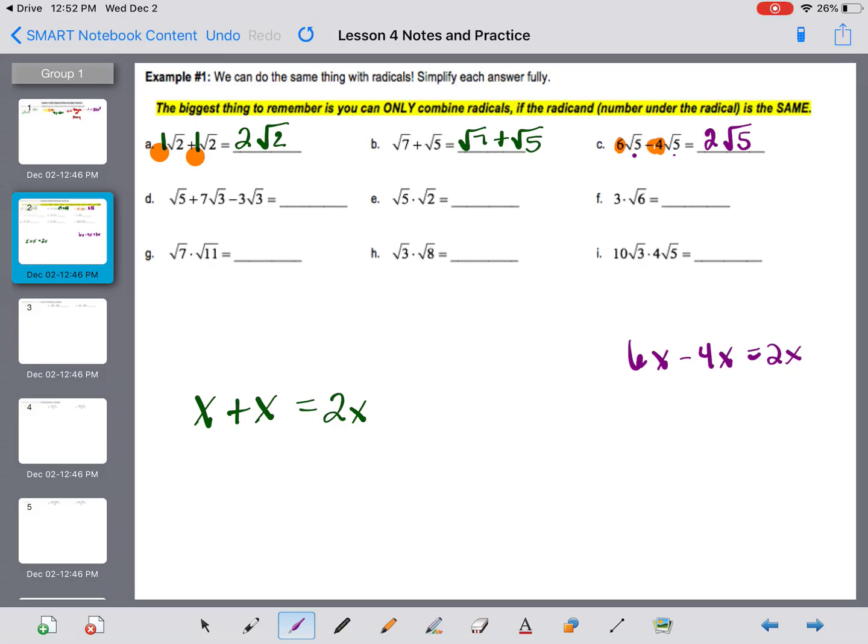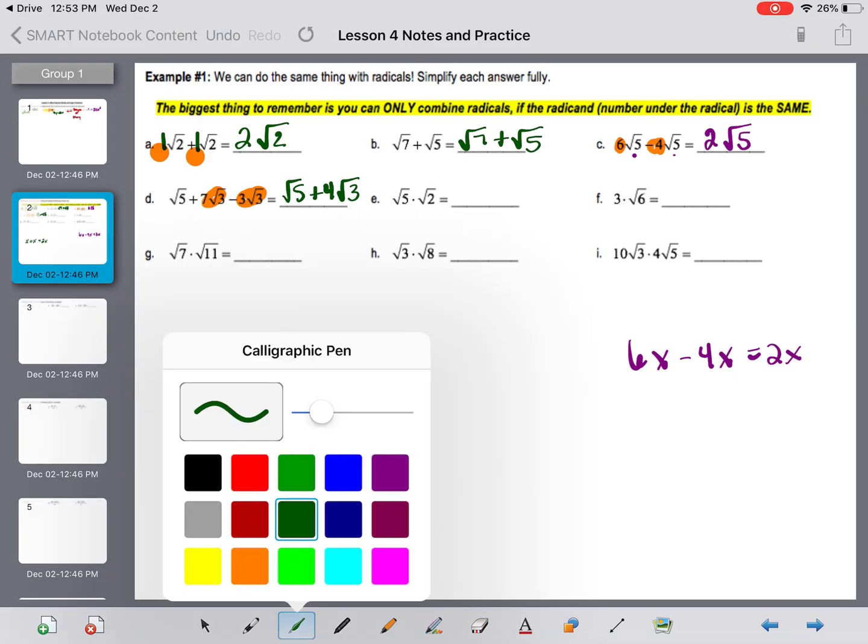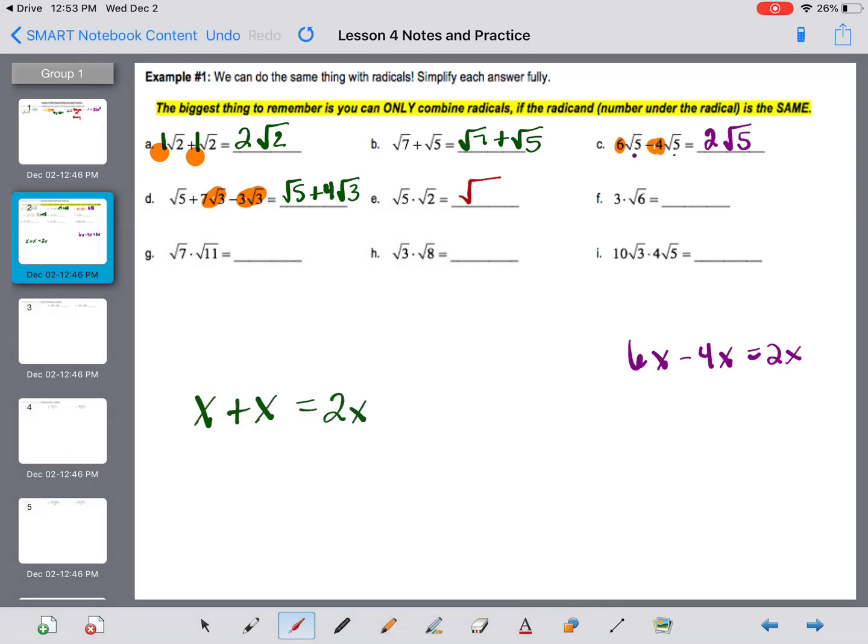If we take a look at D, again, this is a like term, and this is a like term. There's no other radical 5, so that's just going to stay radical 5. But 7 radical 3 minus 3 radical 3 is 4 radical 3. E, we're multiplying. When you're multiplying radicals, they don't have to be the same. When you multiply a radical, you just multiply the numbers out in front. Technically, there's a 1, so there's really nothing to multiply. But here, 5 times 2 is 10. So that becomes radical 10.